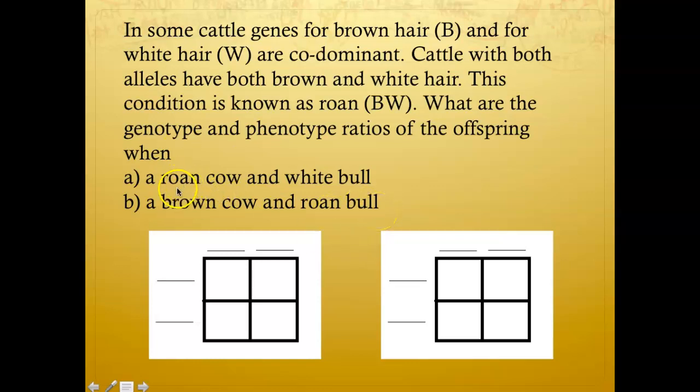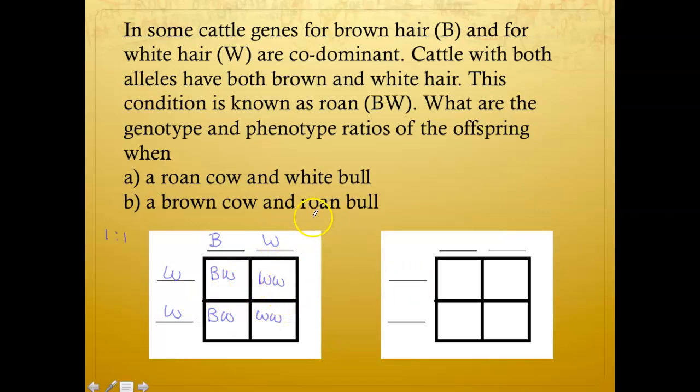So first one, we have a roan cow. In a roan cow, you would have both alleles. And also a white bull. So the only way to be white is to have both of the alleles. So here, again, you would have the 1-to-1 ratio. 50% will be roan and 50% would be white.